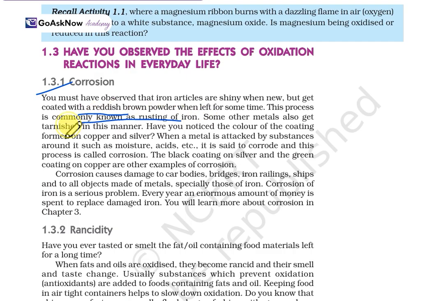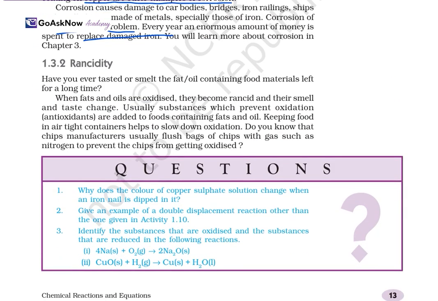Some other metals are also tarnished in this manner. Have you noticed the colored coating formed on copper and silver when the metal is attacked by substances around it, such as moisture, acid, etc.? It is said to corrode, and the process is known as corrosion. The black coating on silver and the green coating on copper are examples of corrosion. Corrosion damages car bodies, bridges, iron railings, ships and all objects made of metal, especially iron, and it is a serious problem. Every year an enormous amount of money is spent to replace damaged iron. You will learn more about corrosion in chapter 3.